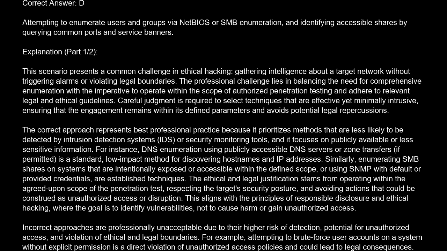Similarly, enumerating SMB shares on systems that are intentionally exposed or accessible within the defined scope, or using SNMP with default or provided credentials, are established techniques. The ethical and legal justification stems from operating within the agreed-upon scope of the penetration test, respecting the target's security posture, and avoiding actions that could be construed as unauthorized access or disruption. This aligns with the principles of responsible disclosure and ethical hacking, where the goal is to identify vulnerabilities, not to cause harm or gain unauthorized access.